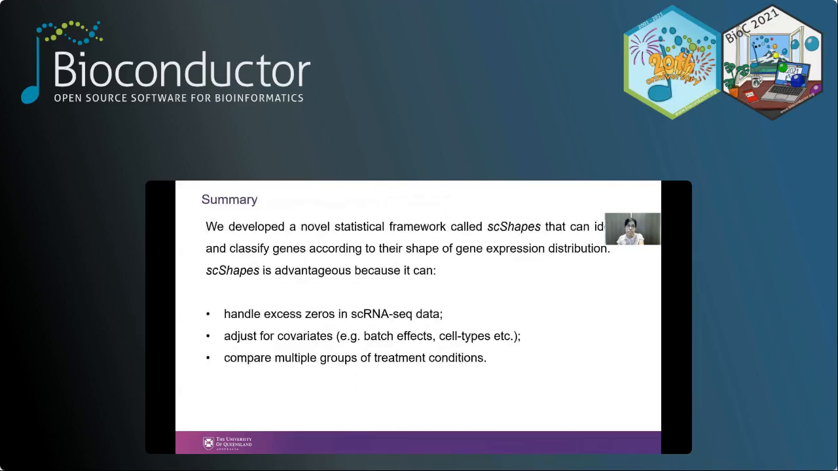In summary, here we present a novel statistical framework for quantifying gene expression heterogeneity by modeling gene expression levels under the differential distribution pipeline. Compared to existing tools, SC-Shapes is advantageous because it can handle excess zeros in single-cell data, adjust for covariates, as well as compare multiple groups of treatment conditions.